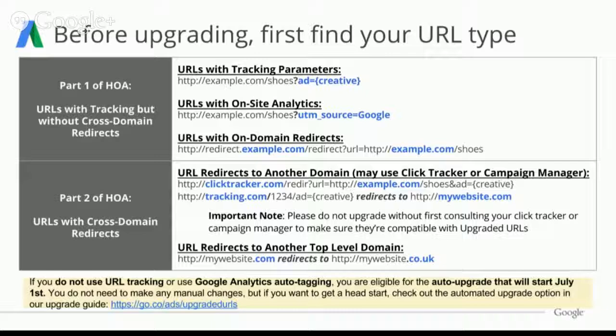Perfect. That gives us a really great overview of some different types of URLs that you might have and upgrade methods there. But there also could potentially be a third group. If you don't have any tracking parameters, if you're not using cross-domain redirects, Sally, what do they need to do to upgrade? Yeah, that's a great question.